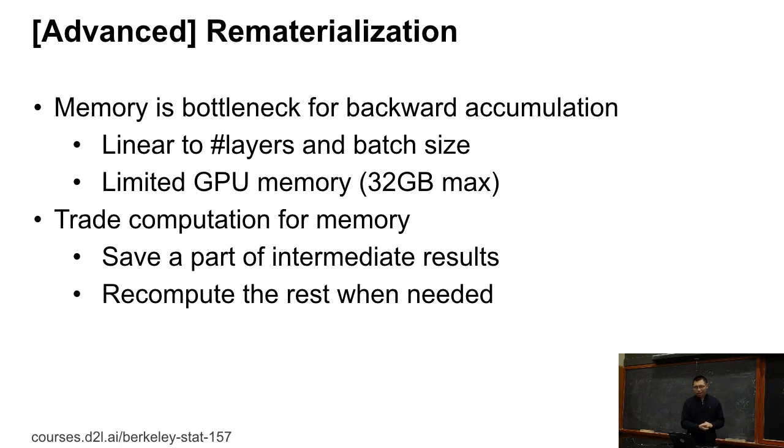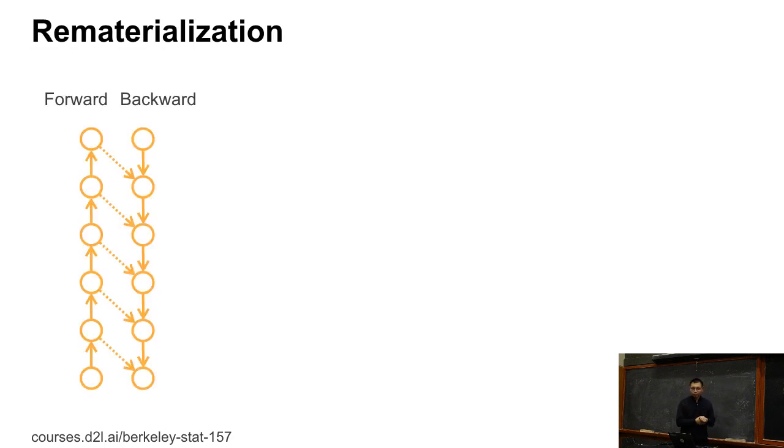So one idea here is called trading computation for memory. The idea is we only save a part of the intermediate results, and just ignore the others. If we need a result we didn't save, we just recompute it. That's a normal thing for compilers. Let's look at a concrete example.